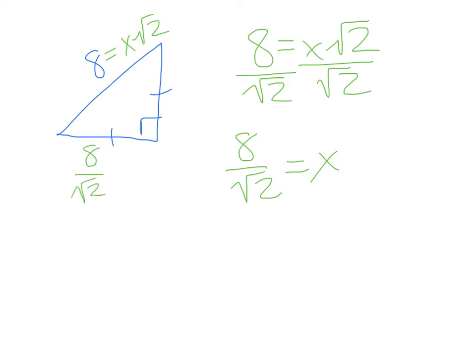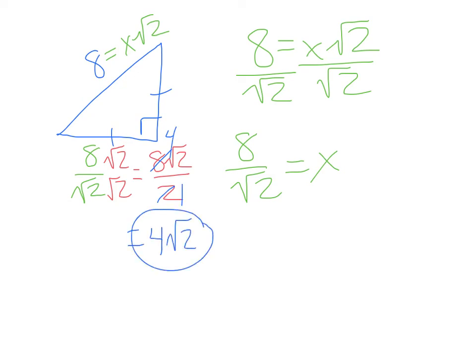But we do want to rationalize the denominator. So let's go ahead and do that. We get 8 root 2 over 2, which then when we simplify, we can reduce this. We get 4 root 2. So that's our x, which means each side, I know that's not super clear, is 4 root 2.